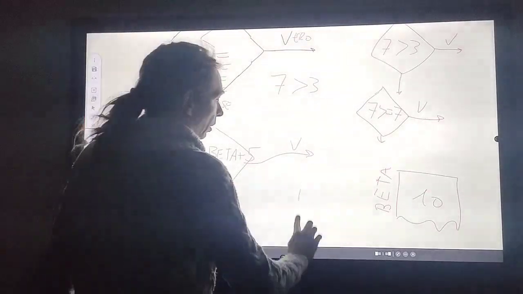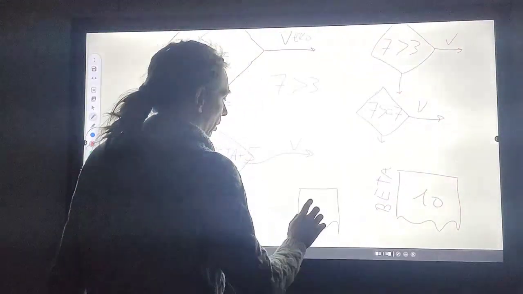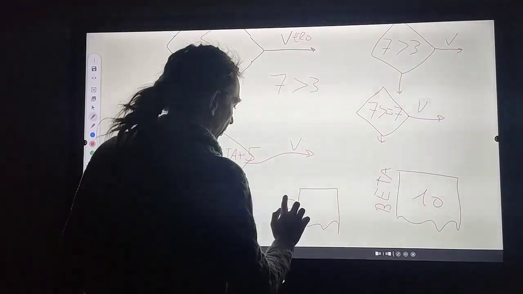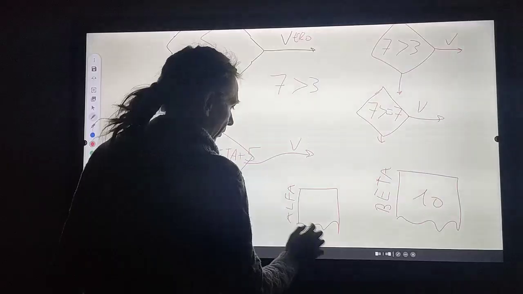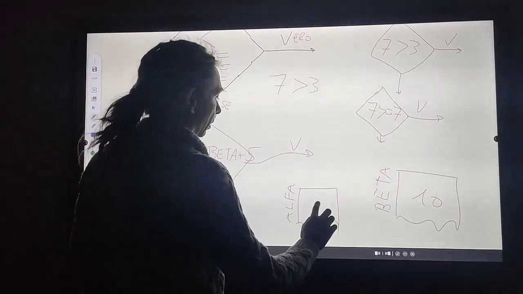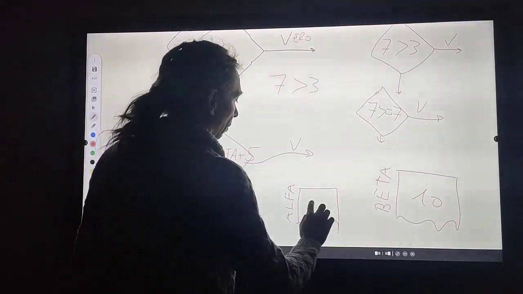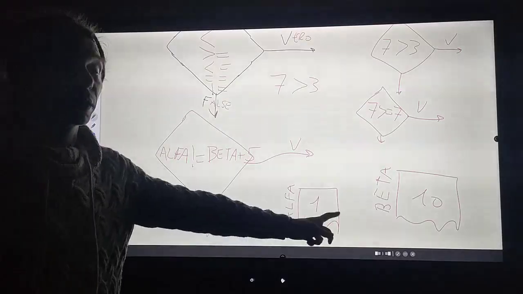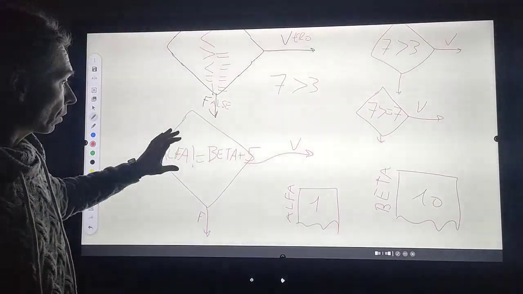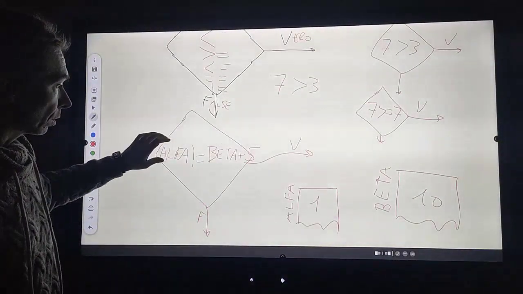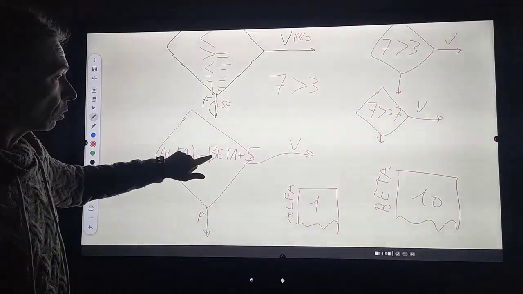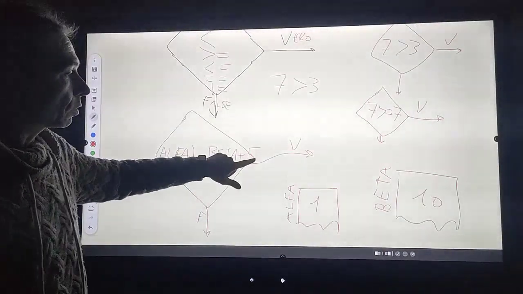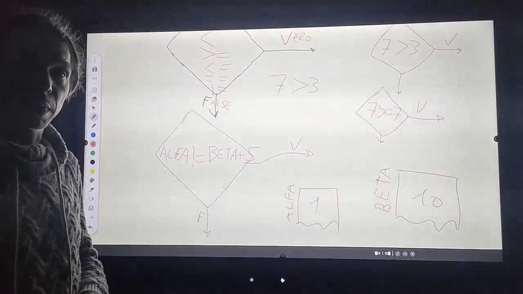So alpha, let's say alpha contains 1. 1 is not equal to 15, and so this is true. 1 is not equal to 10 plus 5. That's true. So the droid will follow this path.